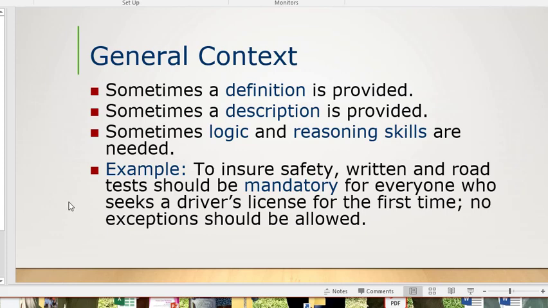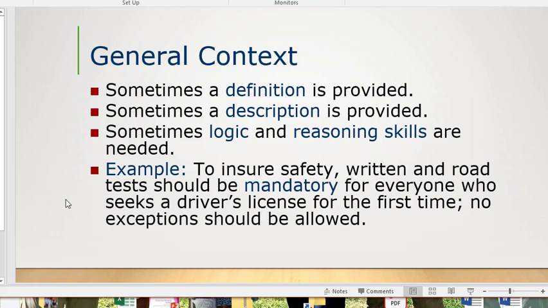The next approach within the SAGE approach is using a general context clue. Sometimes a reader will have to read the entire sentence or even read a few sentences ahead for more understanding to help understand the new word. Sometimes a definition is provided. Sometimes it can be a simple description. Sometimes the reader will need to use logic and reasoning skills.